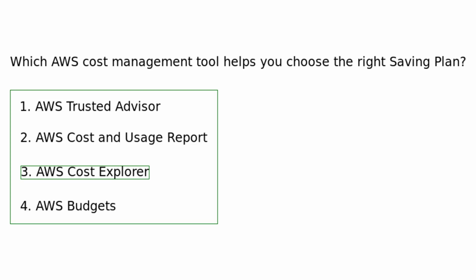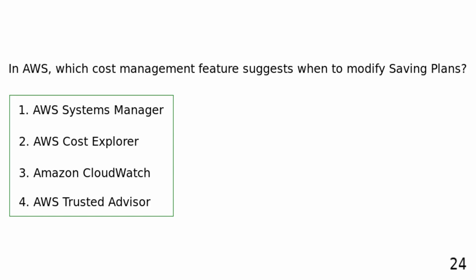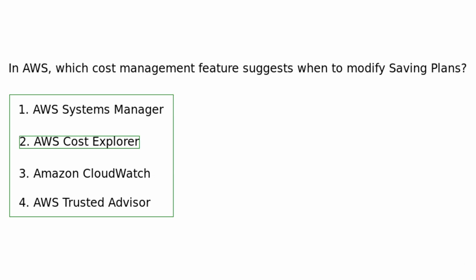In AWS, which cost management feature suggests when to modify saving plans? AWS Systems Manager. AWS Cost Explorer. Amazon CloudWatch. AWS Trusted Advisor. AWS Cost Explorer not only helps you choose saving plans but also suggests when to modify them based on changing usage patterns.